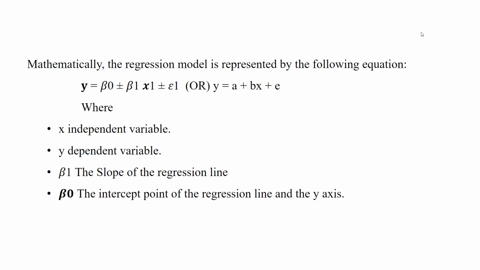Here in this case, x is the independent variable and y is the dependent variable. Beta 1 is the slope of the regression line and beta naught is the intercept of the regression line on the y-axis. In other terms, a will be the constant and b will be the coefficient of the independent variable. E will denote the error term.